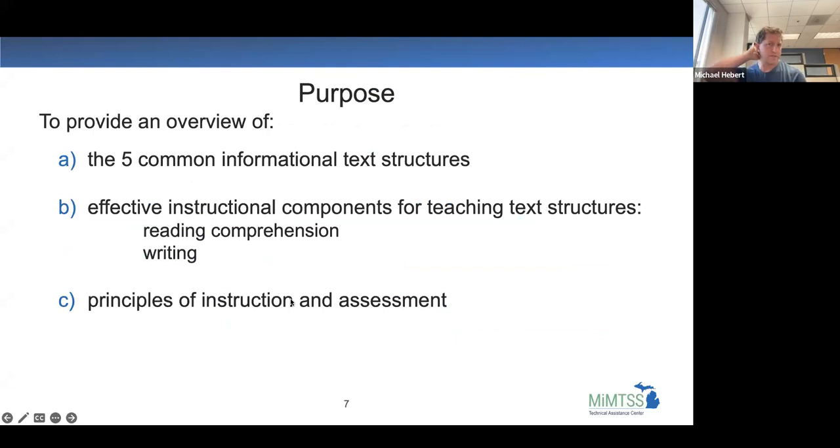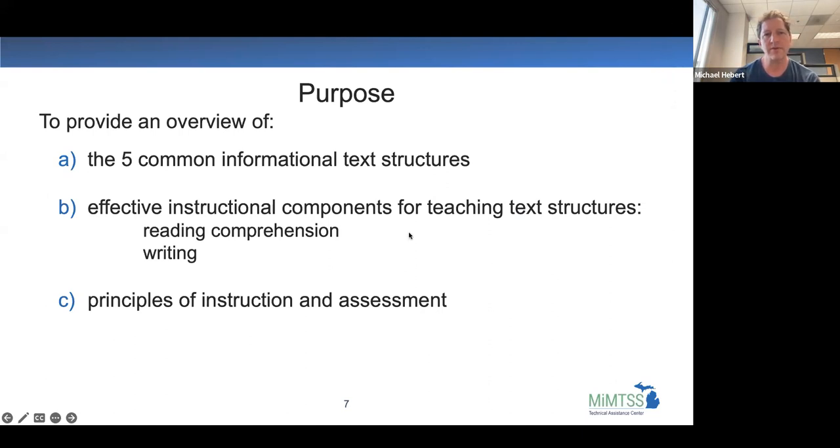So the purpose of this presentation is to provide you with a little bit of an overview of the five common informational text structures, because teaching those text structures can really help give kids a way into understanding informational text, kind of a hook for them to grab onto when they're reading any informational text, similar to stories.